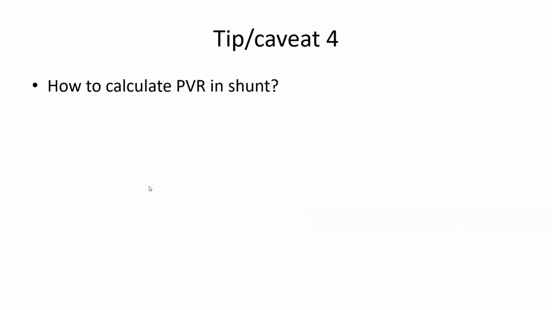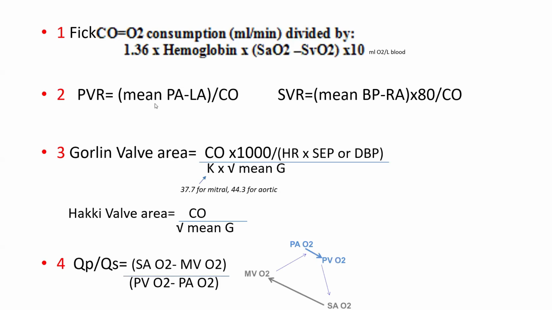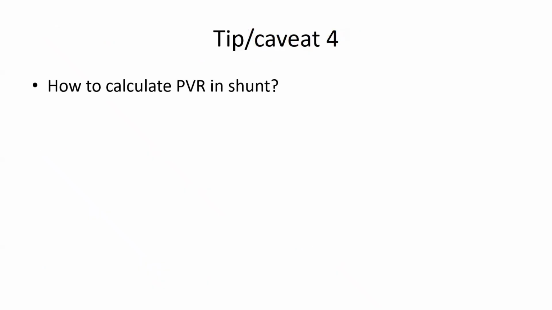So I will move on to caveat number 4, how to calculate PVR in patients with left to right shunt. Can anybody tell me what's the equation for PVR? So as a reminder, PVR in general is calculated as mean PA pressure minus LA pressure divided by cardiac output. But whenever we talk shunt, do not use the term cardiac output anymore. So please, one thing I want you to remember from this talk: when we have shunt, do not use the term cardiac output. Cardiac output does not exist anymore.